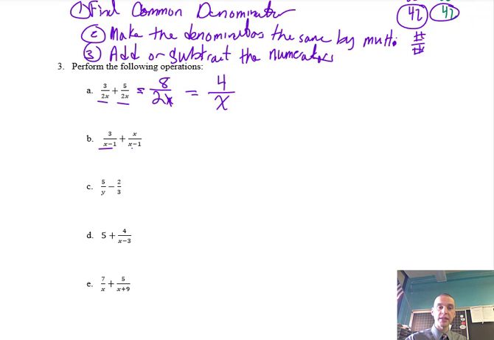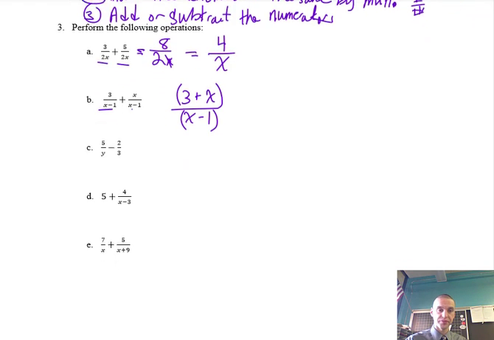In b, same denominator, so I'm going to add the numerators, 3 plus x. Since they're not like terms, I cannot add them together, so I just put an addition sign, over x minus 1. You cannot cancel those. You leave it as 3 plus x over x minus 1. There are parentheses here, meaning you cannot cancel.